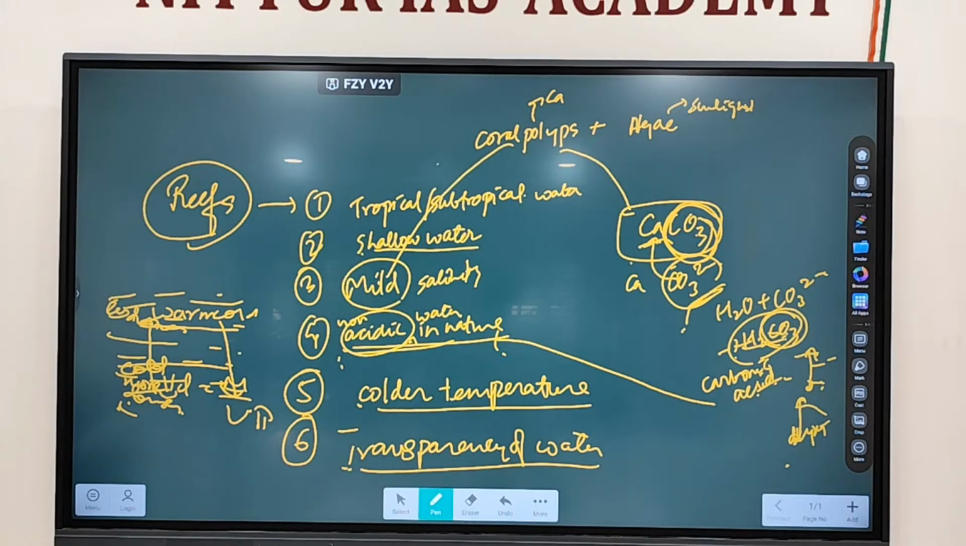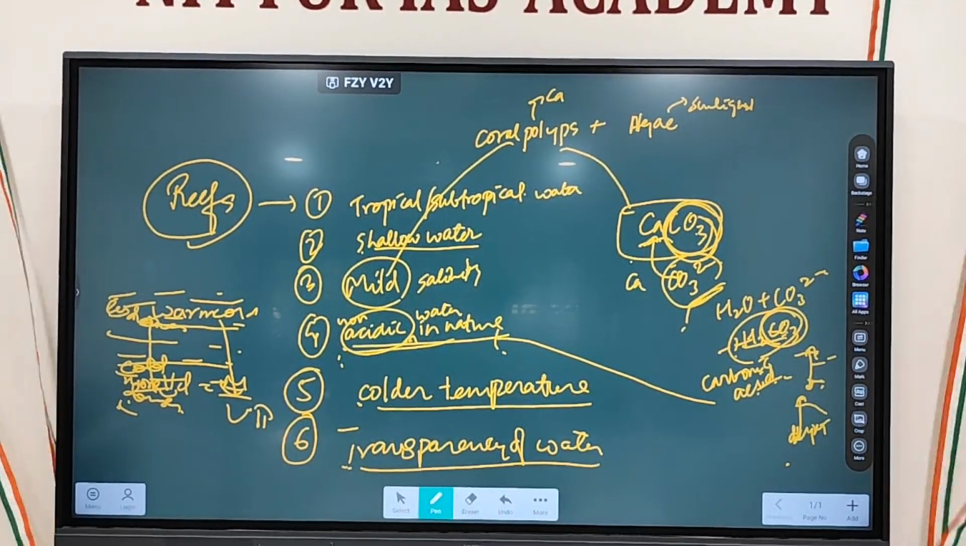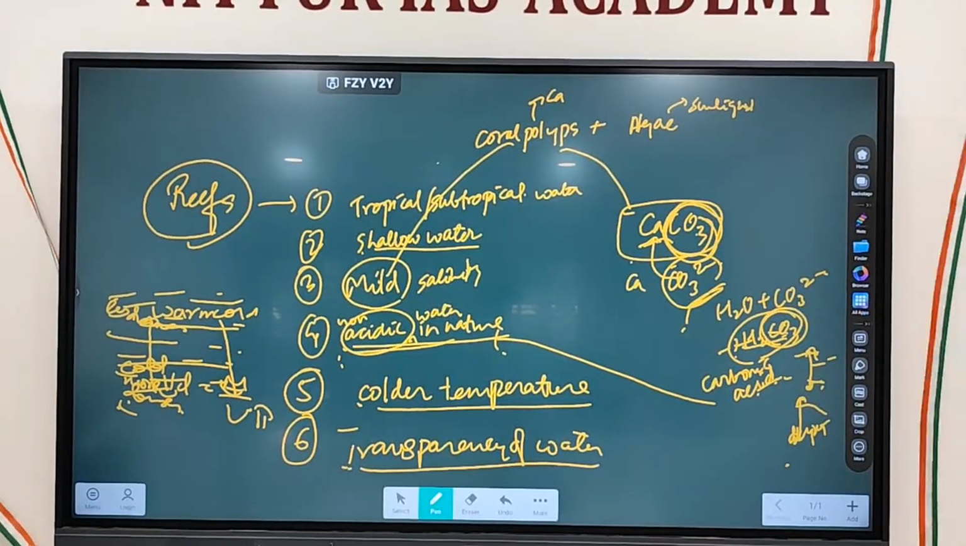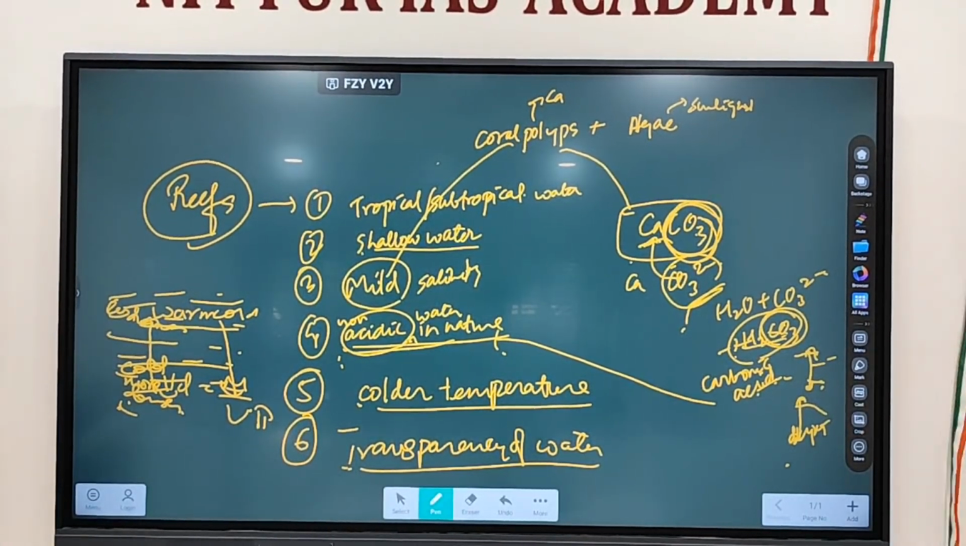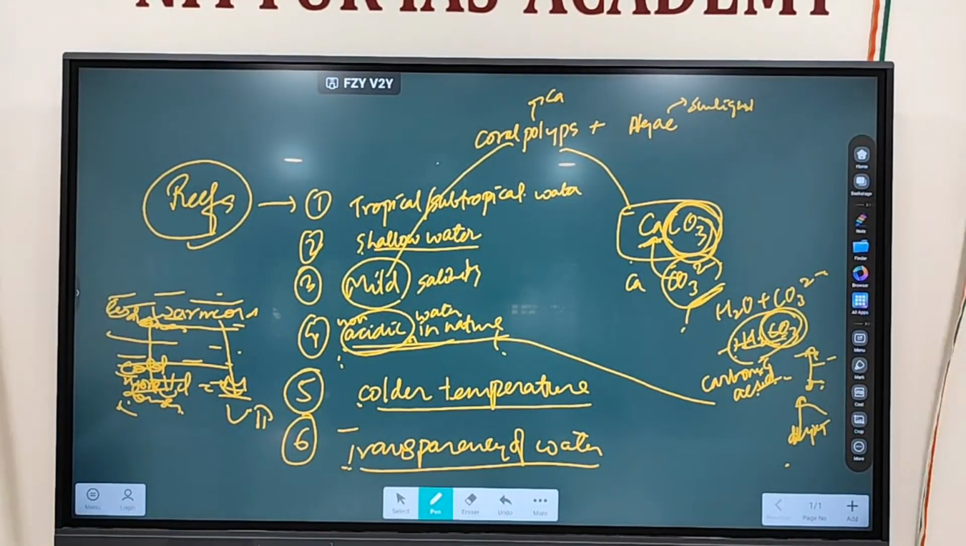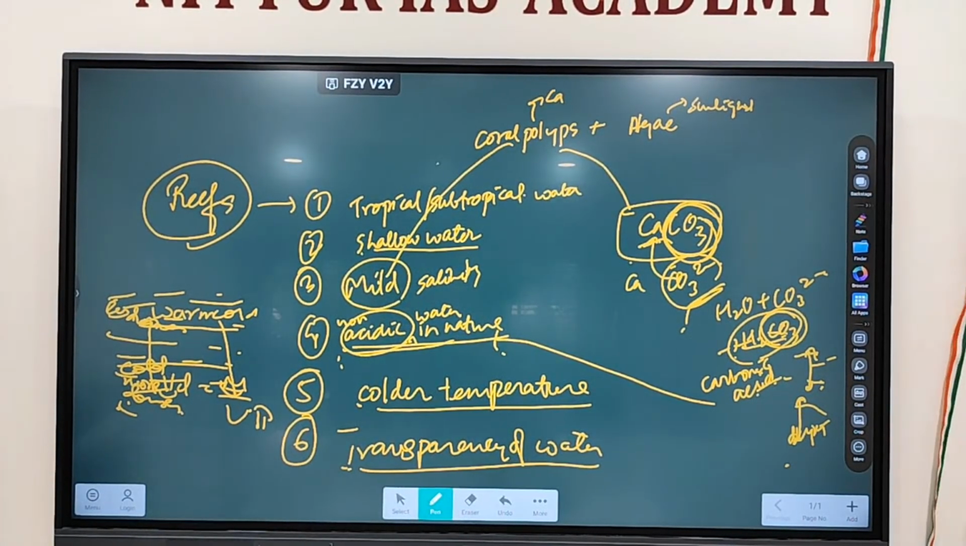If transparency is not there, then what will happen? Less sunlight. When transparency is not there, a lot of pollutants are entering into what? Into the oceans. When a lot of pollutants enter the oceans, then you will find nothing but lots of problems. So transparency of water is something that is required.